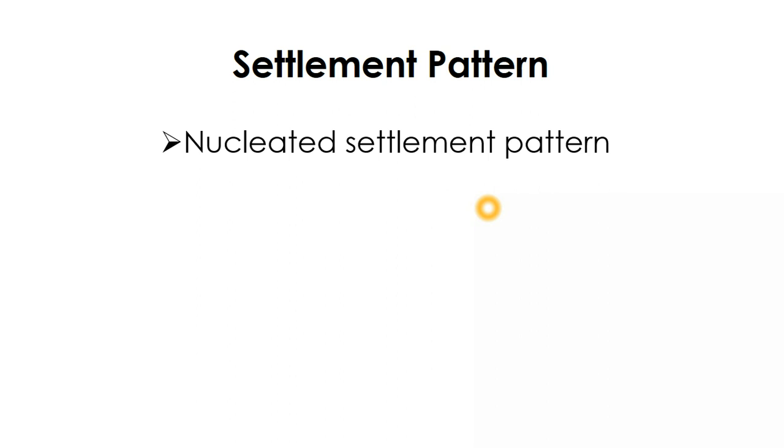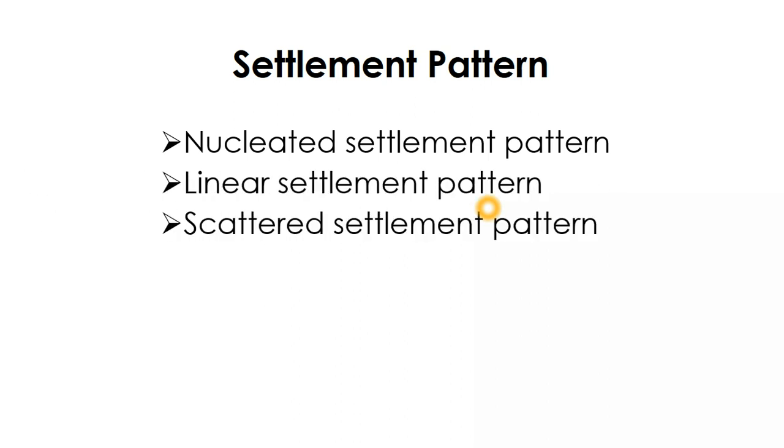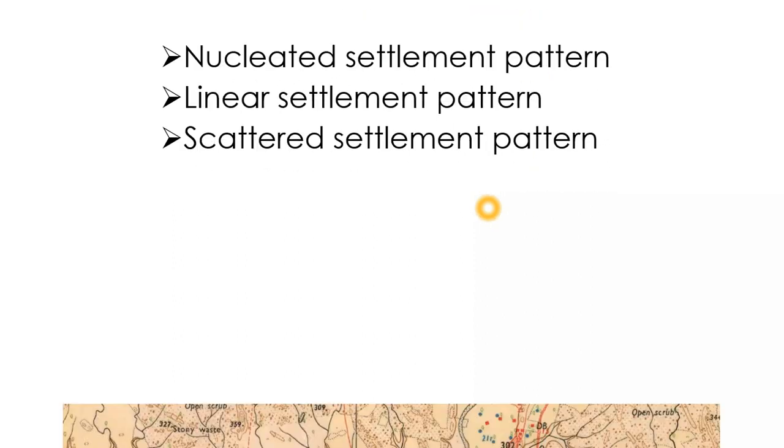So by studying the settlement pattern, we can study about that particular location. Therefore settlement pattern is important, and we have three types of settlement pattern, namely nucleated settlement pattern, linear pattern, as well as the scattered settlement pattern.